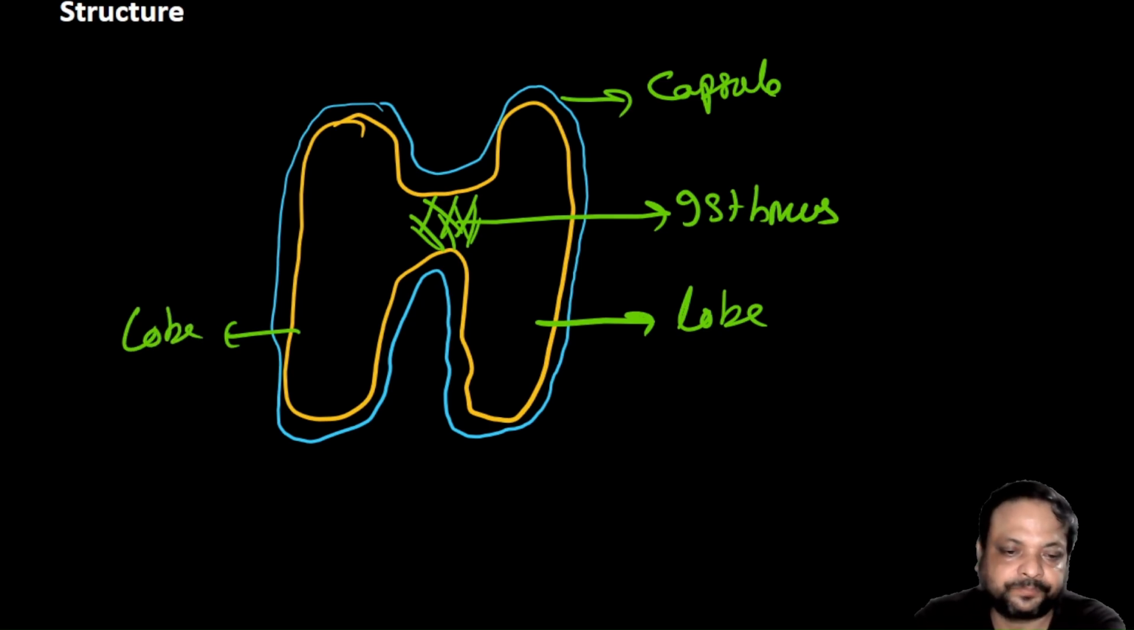Got it? So inside the lobe, we find small lobule-like structures present.